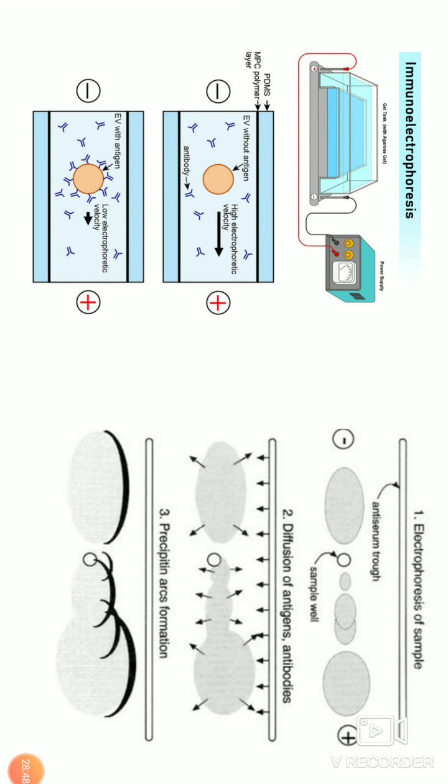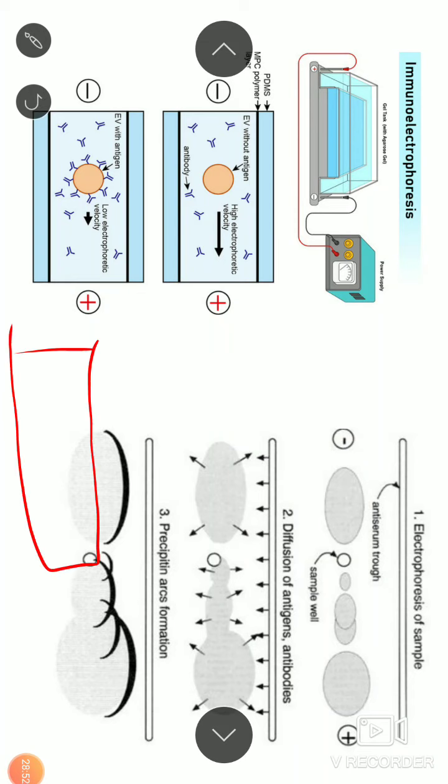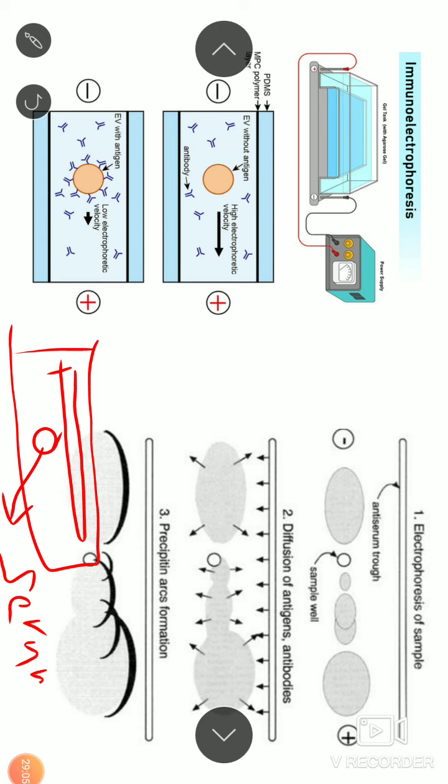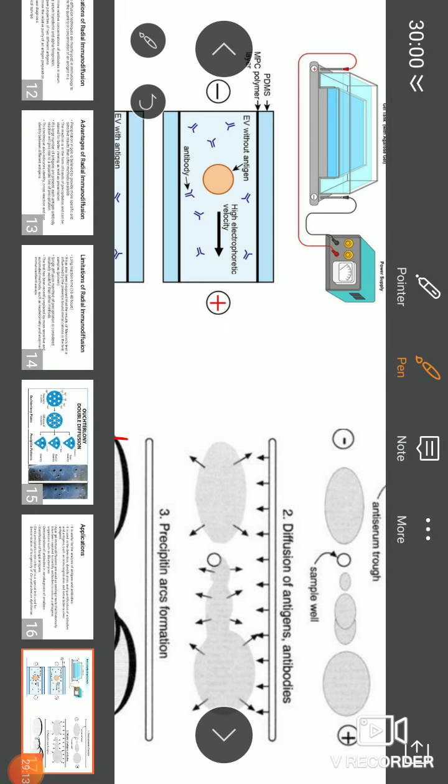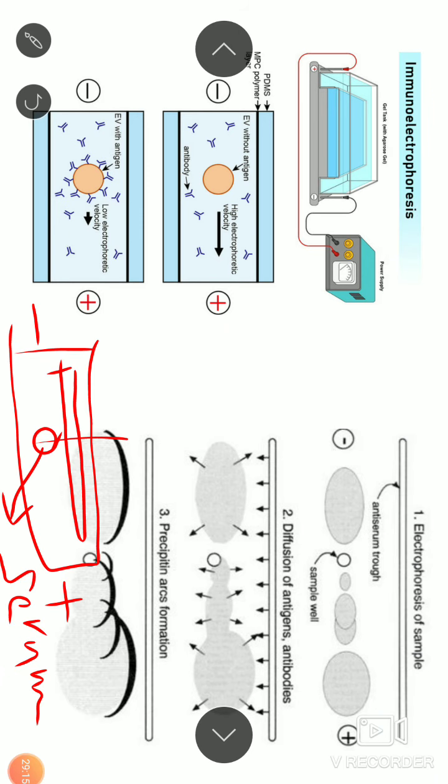Okay, so I will make a slide here. In a slide, you have one well and a small well. Here is where you will be adding the serum. In this slide, you have the electrodes on both sides. You add your serum here and then allow it to electrophorese.